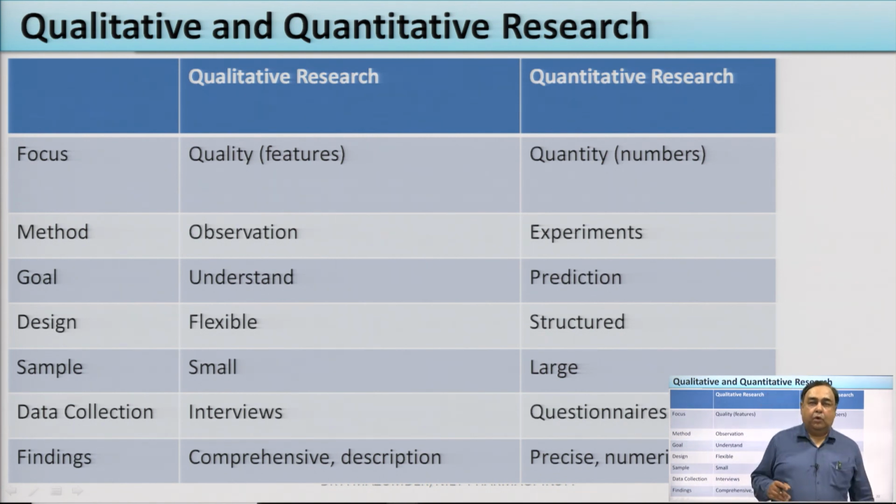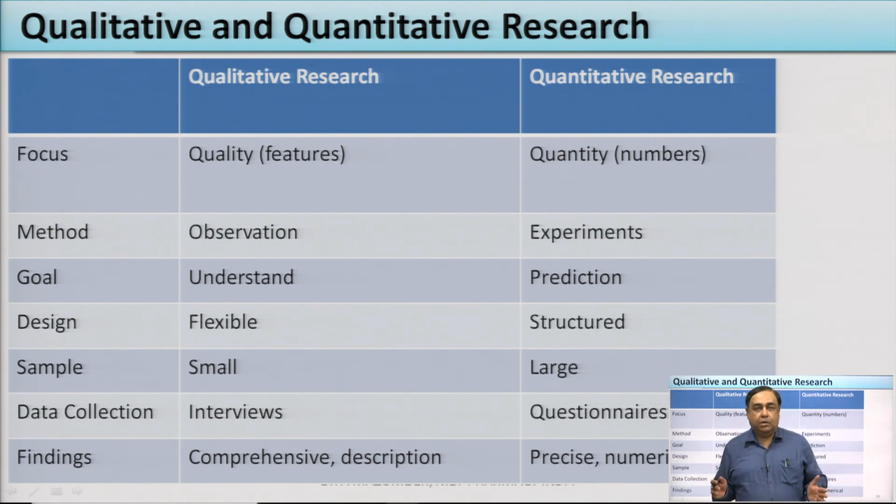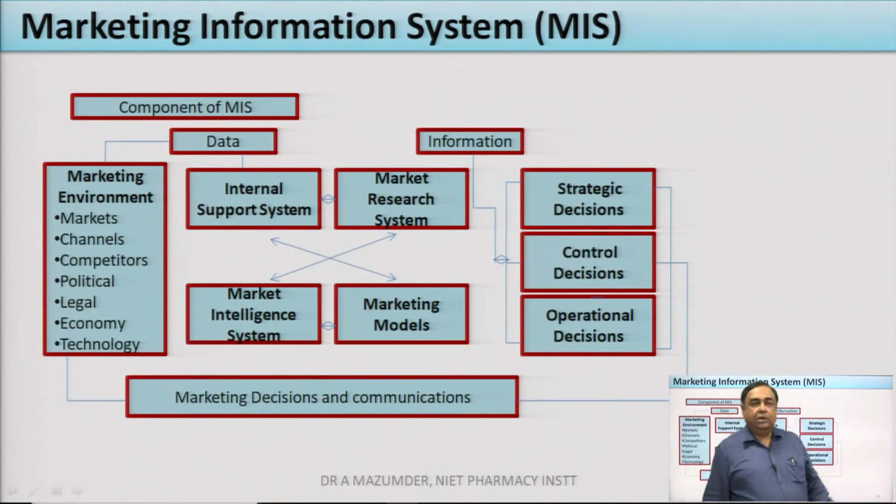In qualitative one, automatically the sample size is smaller, whereas in quantitative research the sample size is pretty large. Qualitative research is mainly open ended, interview type, whereas in quantitative research mainly we go for questionnaires. These are the various parts of the marketing information system what we go for.